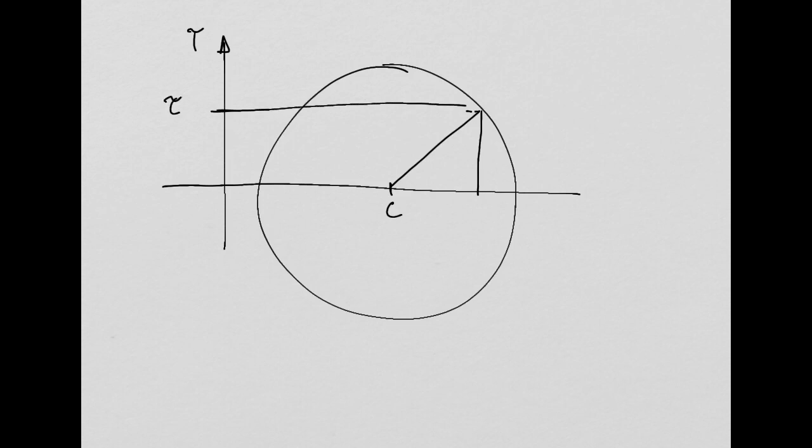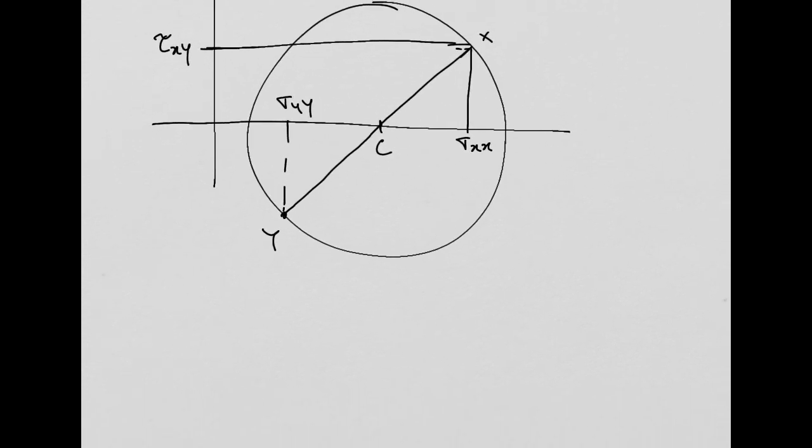This is tau xy, this is sigma xx, okay? So this is point x, this is point y, this is going to be sigma yy. So my center, in very generic terms, is the midpoint, so it's sigma xx plus sigma yy over 2.